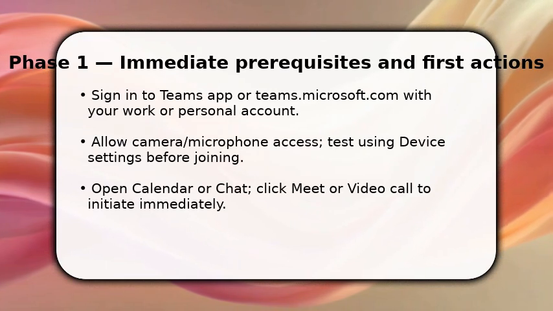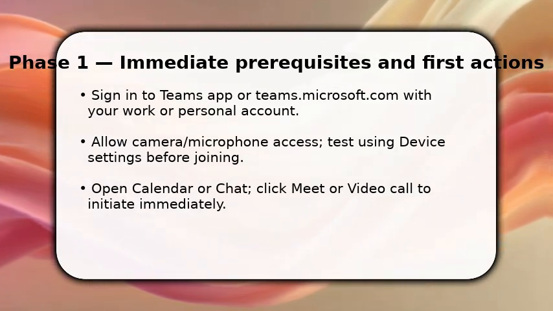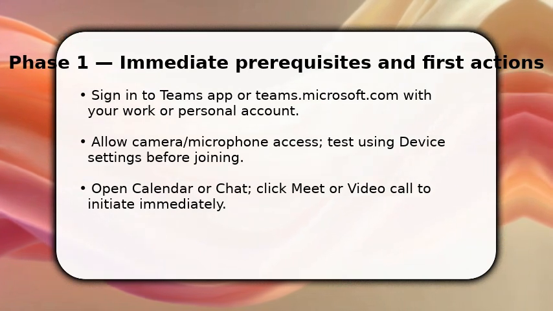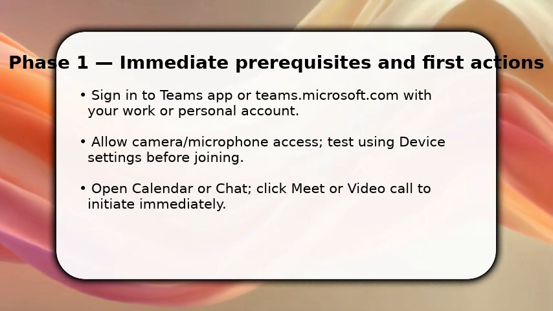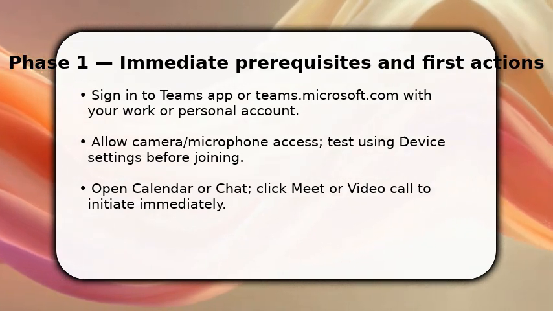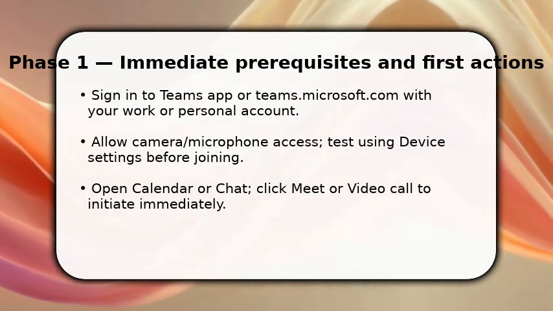Sign in now using your Microsoft account and open Teams. Once signed in, make sure the app has camera and microphone permission. This prevents last-minute failures. Next, you'll test devices. Open Settings Devices and choose the correct camera, mic, and speaker, then speak to confirm levels.